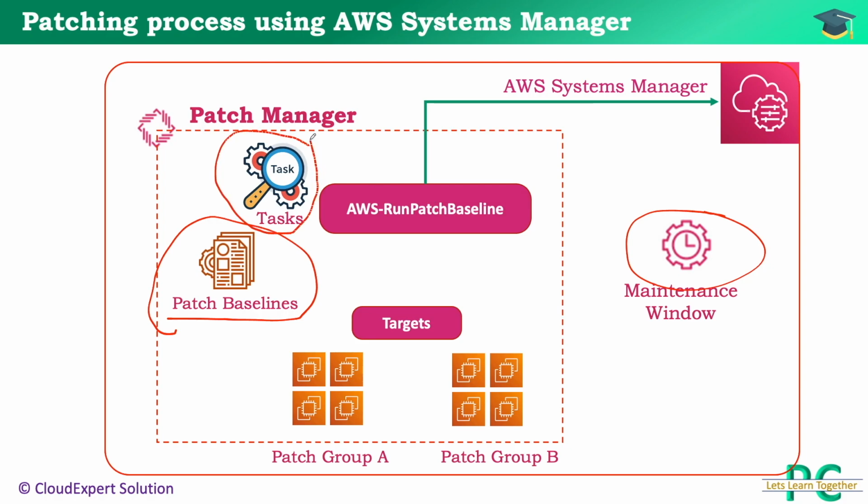And last but not least, we have to create the task. Now the task would be, do you want to scan, do you want to apply, or do you want to do both together? So based on that, we can create the task, we can select the maintenance window, we can select the patch baseline, and we can select the patch group. Based on your task definition and the maintenance window schedule, AWS Run Patch Baseline will invoke AWS Systems Manager. Systems Manager will trigger the process and it will apply the patches to the required target.